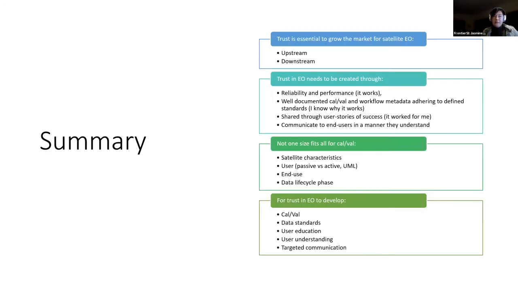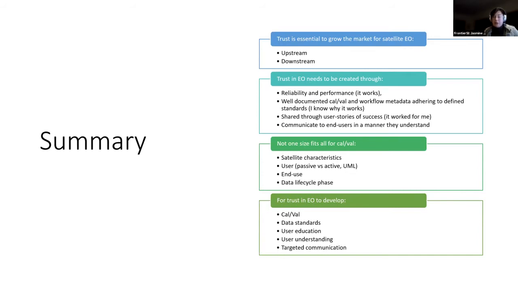Okay, so just in summary, trust is essential to grow the market for satellite Earth observation data, both in the upstream market, so that demand, and also the supply in the downstream, so the supply of these spatial products through to the user community. Trust in Earth observation needs to be created through reliability and performance, so showing that it does work. We need that well-documented calibration and validation and workflow metadata. This needs to be shared through user stories. And this is probably one of the most powerful ways to do this, having people show their experience and be positive reviewers of the data for what problems they're trying to solve.